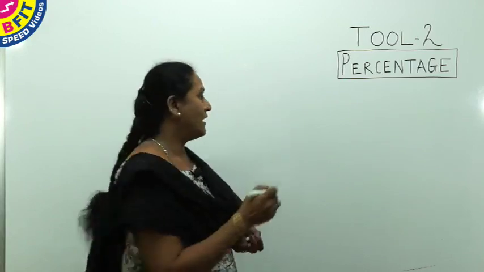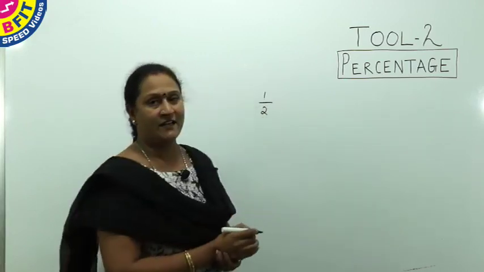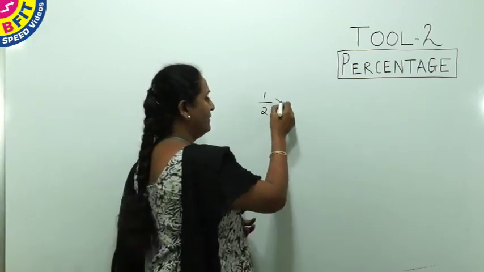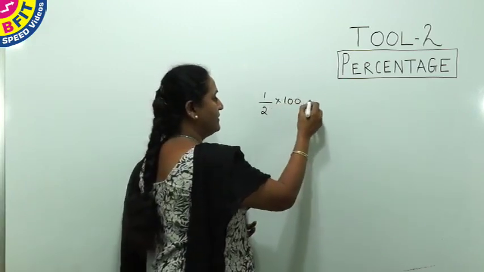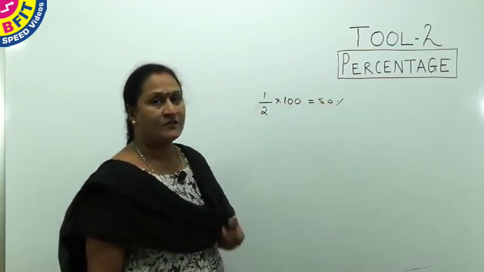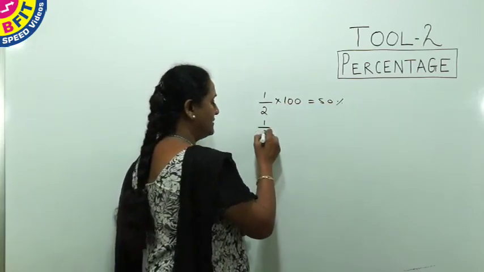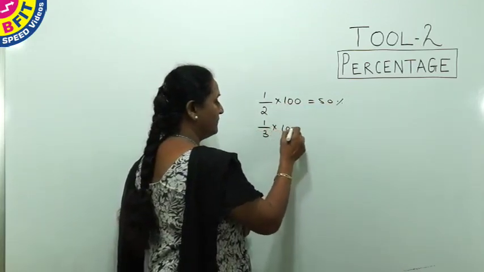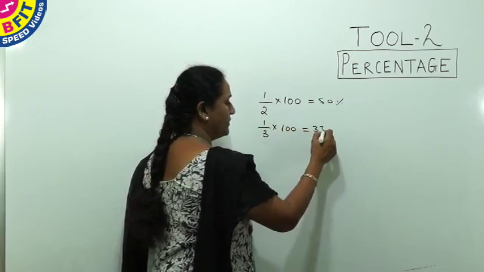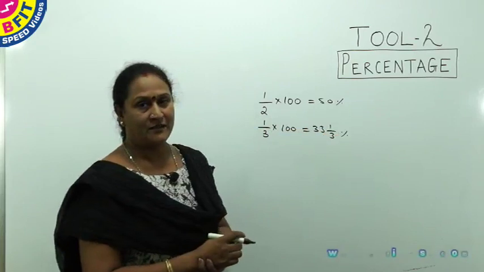Say suppose you have half. So what will be the percentage? So just multiply it with 100. So half of 100 is 50%. So suppose if you have 1 by 3, to find the percentage, multiply into 100. So dividing this 100 by 3 gives 33 1 by 3%.